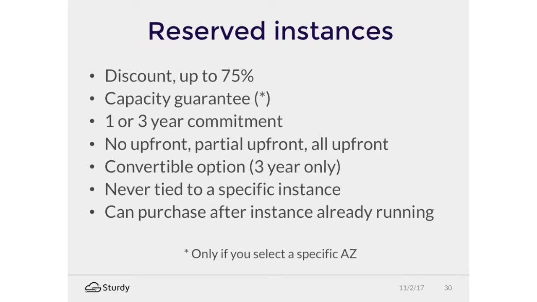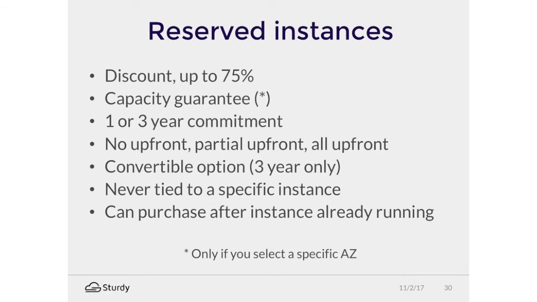So when you go to make a reservation, you can either make one that's kind of regional, or you can make one that's AZ specific. If you make an AZ specific reservation, you get the capacity guarantee along with the discount. If you make a regional reservation, you only get the discount, but not the capacity guarantee. Now, in practice, for environments in the hundreds of instances range, I've never seen the capacity guarantee be an issue. Okay, so that's what you get.